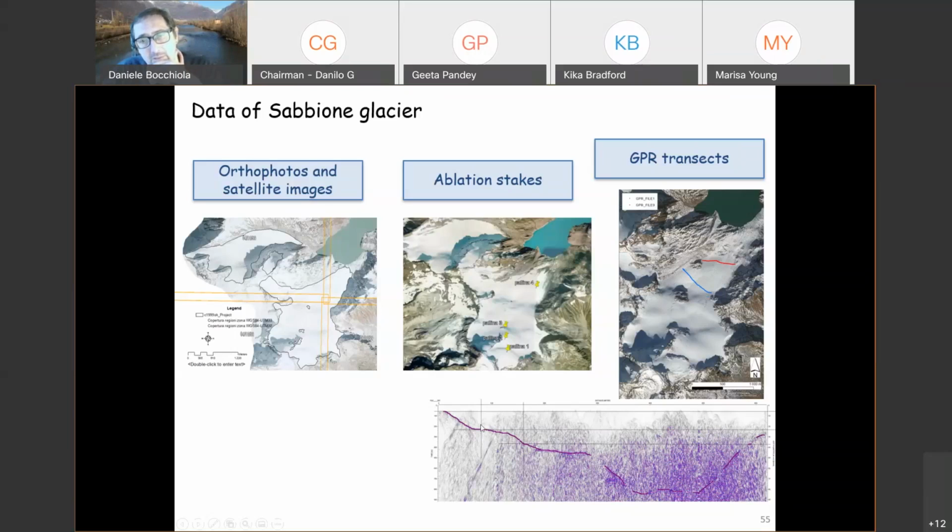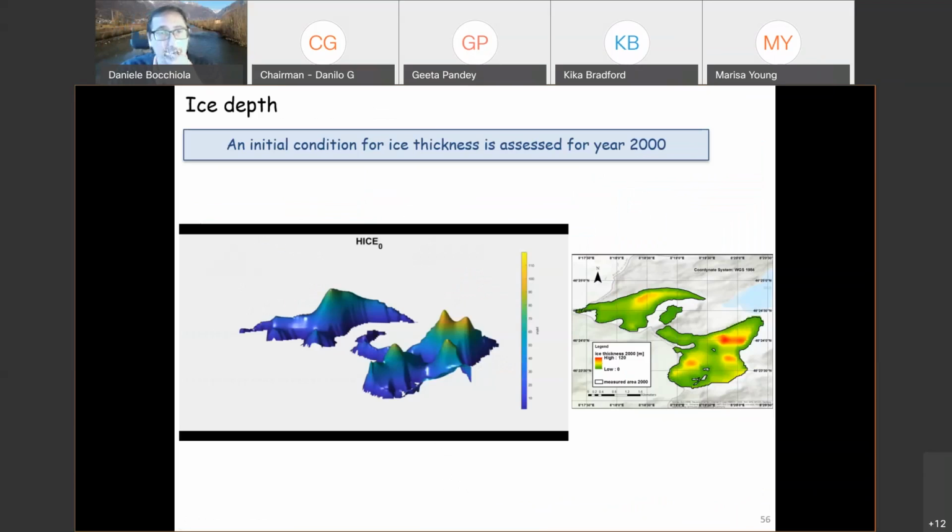And you can see what is like a GPR transect, or the interpretation of the GPR transect, basically over a certain transect, which I think is this blue one. You have basically the ice depth. And ice depth is very important and useful because it helps you in defining initial condition from the situation of the ice and how much ice volume and water volume is available.